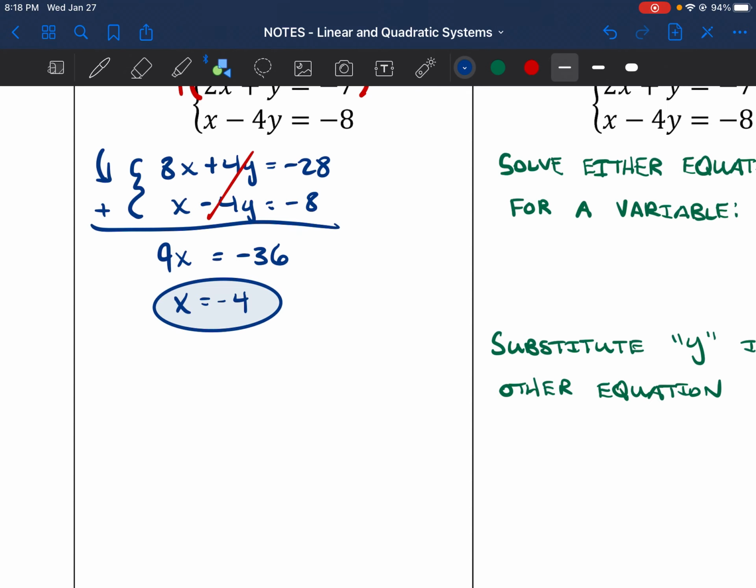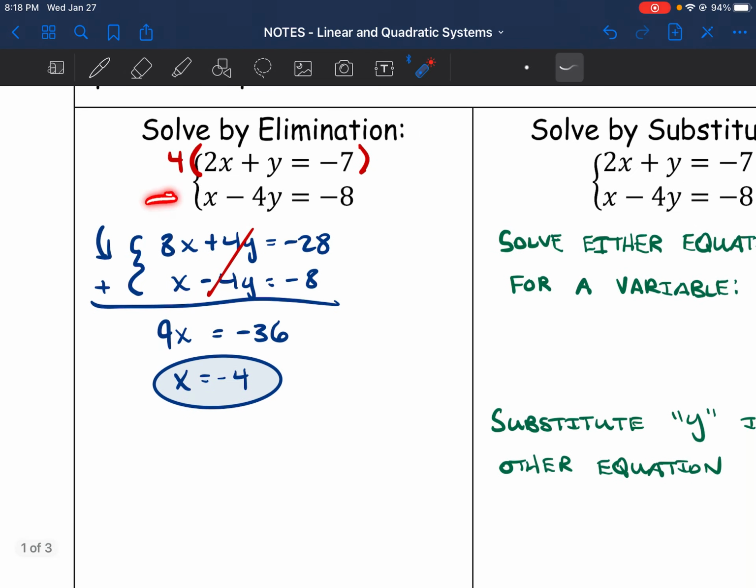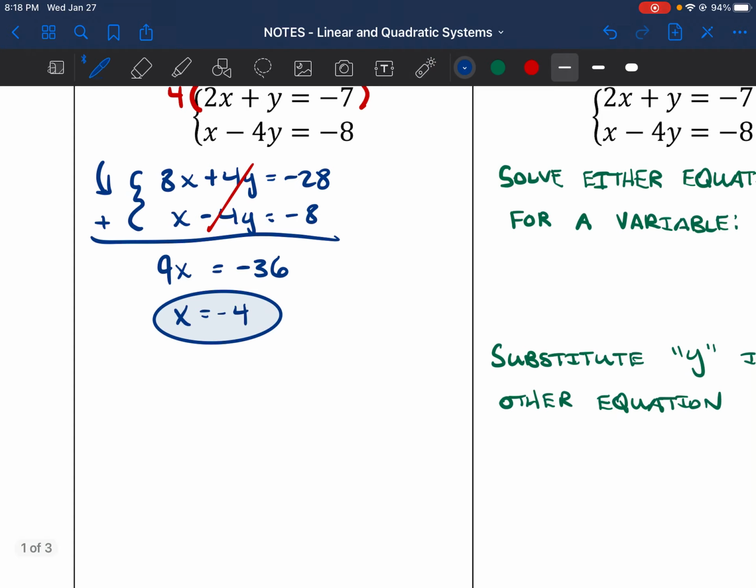All right, pretty simple. In order to solve for y, we're now going to pick one of the two equations. Usually you'd want to pick the easier equation. We're going to plug in x equals negative 4 and solve for y. I'm going to go ahead and pick the bottom equation, x minus 4y equals negative 8. So now let's see, x minus 4y equals negative 8. Let's go ahead and substitute the x with negative 4. So negative 4 minus 4y equals negative 8.